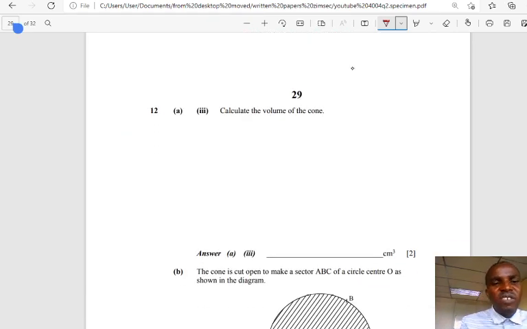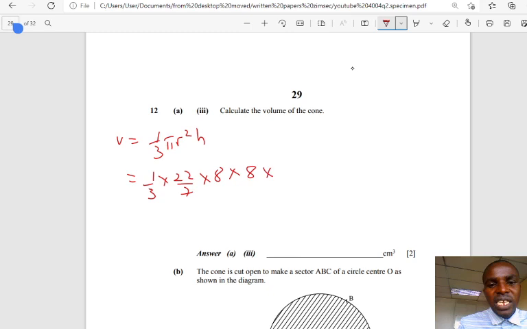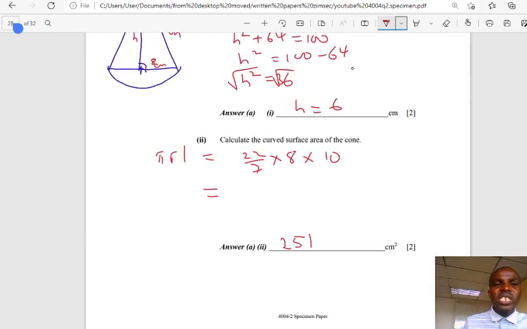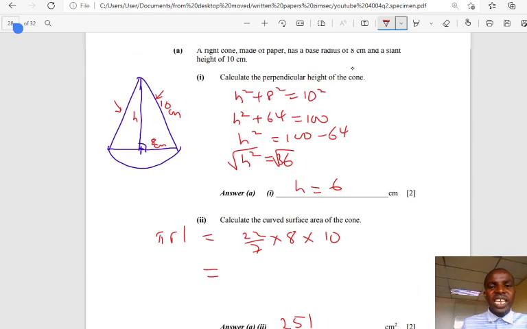Next, calculate the volume of the cone. Volume of the cone was given there. V is equal to 1 over 3 pi r squared h, which is equal to 1 over 3 times pi, 22 over 7, times radius 8 times 8, 8 squared, then times height. Height, that's the perpendicular height of the cone. It is the one that will be used in volume, right? Which is h, which is 6 that we found here.